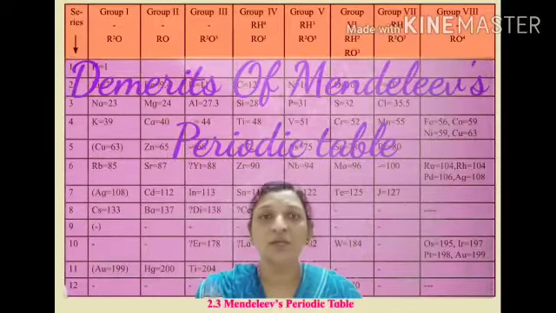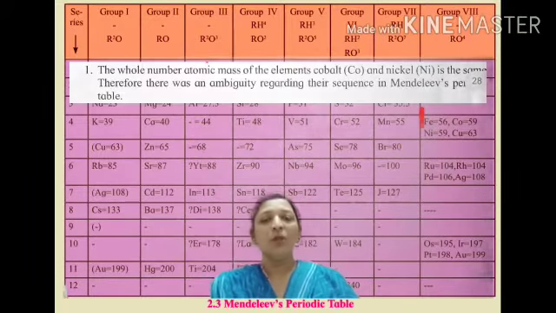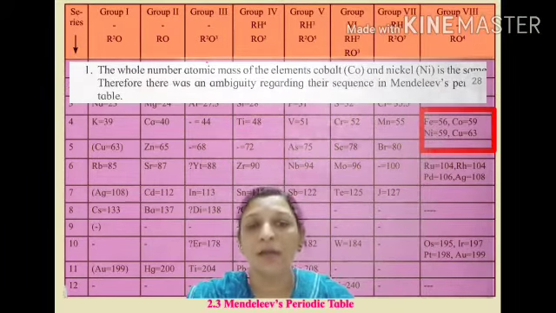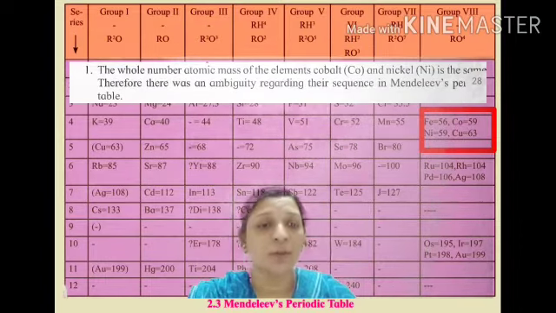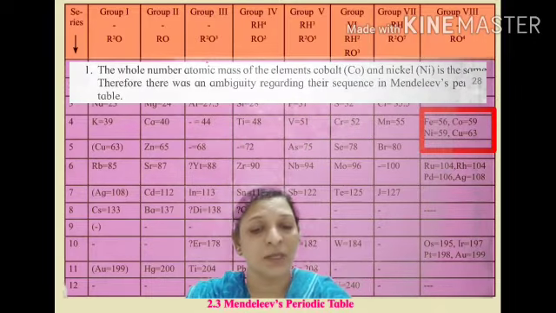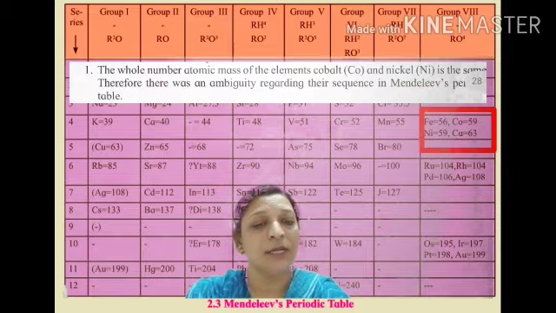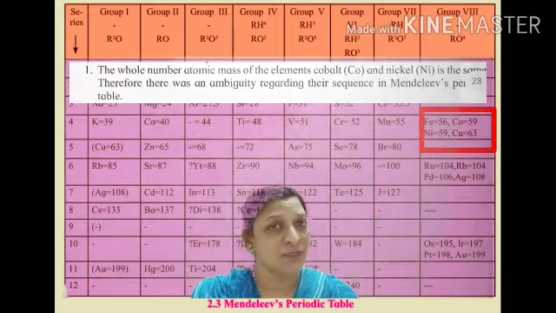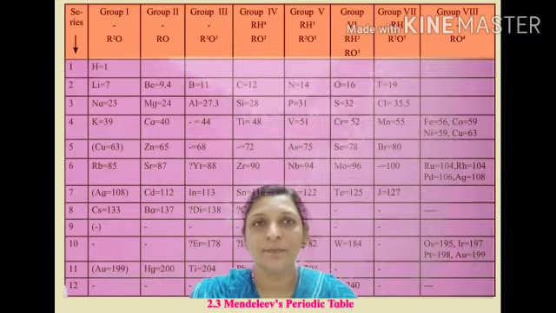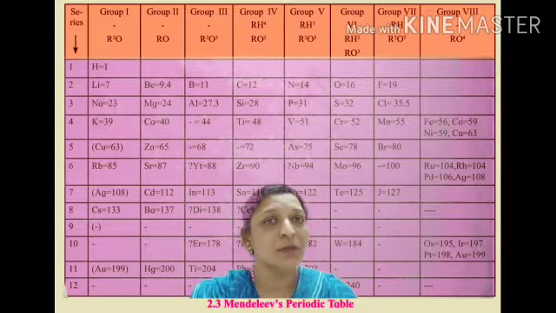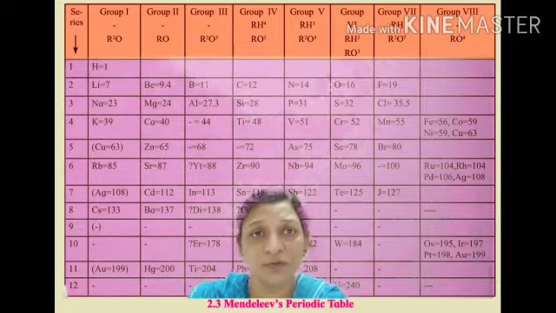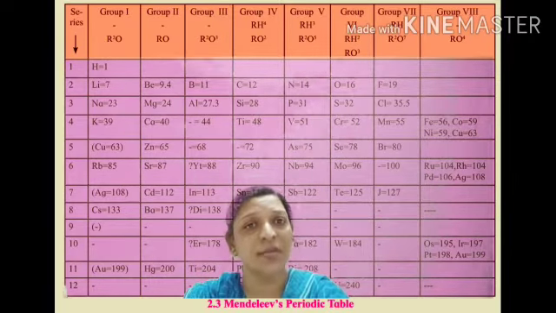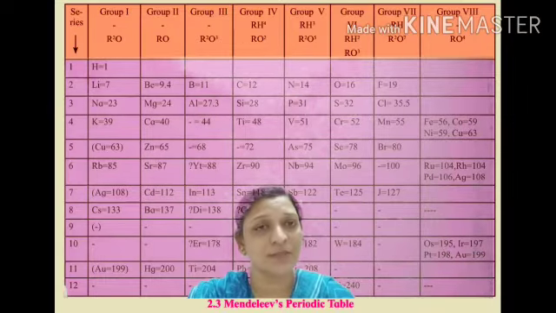Let us discuss demerits of Mendeleev's periodic table. The whole number of atomic masses of an element like cobalt and nickel same, and there was ambiguity about the sequence of these elements. Cobalt and nickel, their atomic masses were 15 and 59. There was confusion which element has to be placed first, cobalt or nickel. So this was the first demerit of Mendeleev's periodic table. Mendeleev's periodic table was not able to give the separate place for both the elements, and since atomic masses were same, they were placed in the same place.